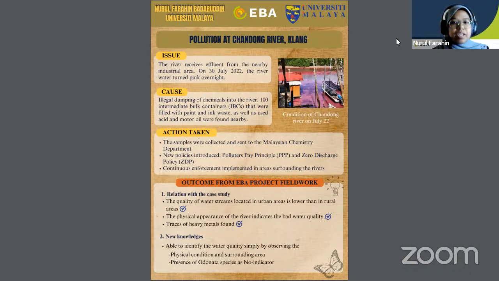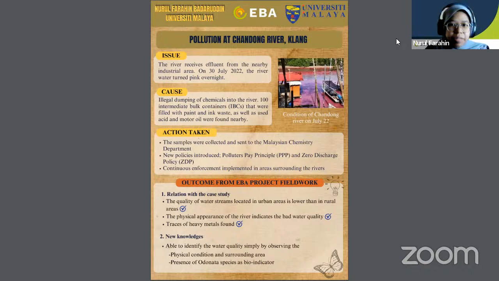There are hundreds of intermediate bulk containers that were filled with paint, waste, and so on found nearby. Moving on to the actions that have been taken by the government, the river samples were collected and sent to the Malaysian Chemistry Department for further analysis. Also, thanks to this incident, new policies were introduced, which are the polluter pays principle and the zero discharge policy. And lastly, continuous enforcement has been implemented in the surrounding area.